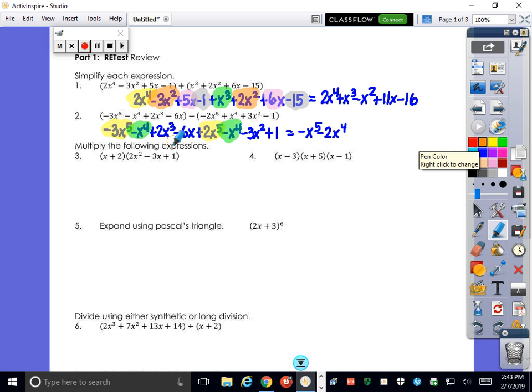Then we have the x to the third, which is all by itself. So that's going to be 2x to the third. Then we have the x squared, which is also by itself, so minus 3x squared. Then we have the x term, which is by itself, so negative 6x. And then we have the constant, which is also by itself. So each of these were loners.